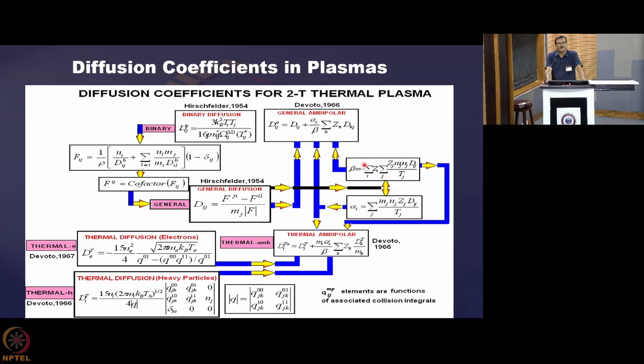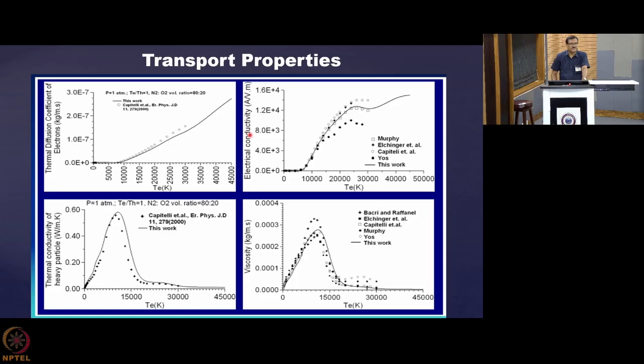There is another thing, which is the diffusion coefficient in plasma, because of the huge gradient that exists in plasma, both in temperature and number density. Diffusion plays a very important role, and the different diffusion coefficients that we consider here are the binary diffusion coefficients, general ambipolar diffusion coefficients, general diffusion coefficients, thermal diffusion coefficients for electrons, ambipolar diffusion coefficient, then thermal diffusion coefficient for heavy species. So all these diffusion coefficients can be calculated precisely from the collision integrals, as we are seeing here. They are just algebraic manipulations that you need to do, and you will be able to get all the diffusion coefficients as well. So what are we finally getting? We are getting all the transport coefficients and the thermodynamic properties.